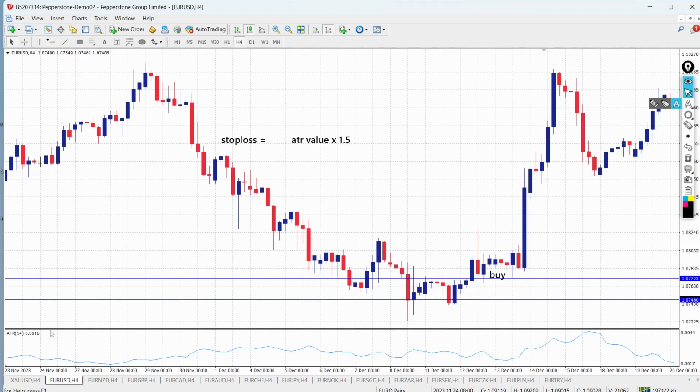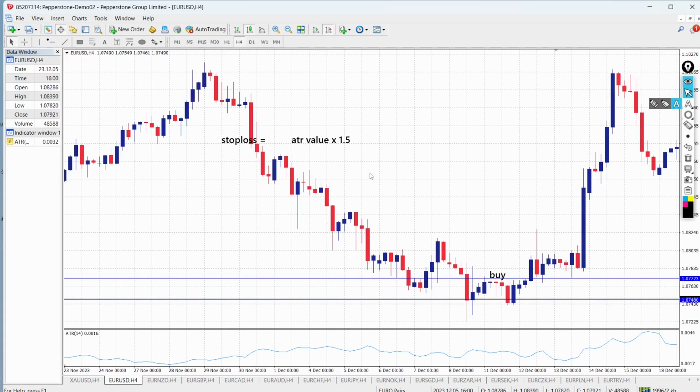But I want to argue that it should be wider than this. At this level here, the ATR is 16. So let me get the current ATR with Control D. You can see that right here, the ATR for this candle was 27. So that is going to be 27 times 1.5, which is 40 pips away. So you come here and then you move 40 pips away.